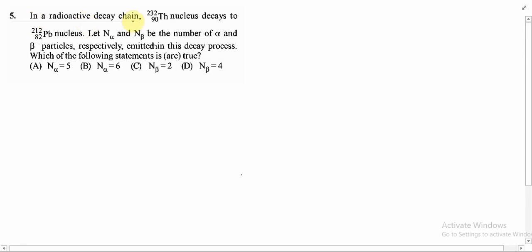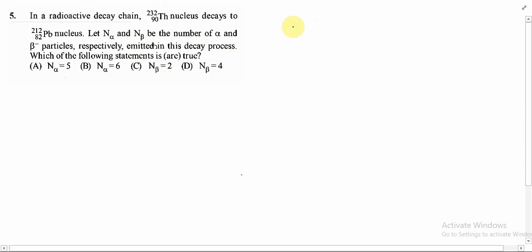In a radioactive decay chain, thorium-232 (90) nucleus decays to lead-212 (82) nucleus. Let N alpha and N beta be the number of alpha and beta particles respectively emitted in this decay process. Which of the following statements are true? N alpha is equal to 5, N alpha is equal to 6, N beta is equal to 2, and N beta is equal to 4.